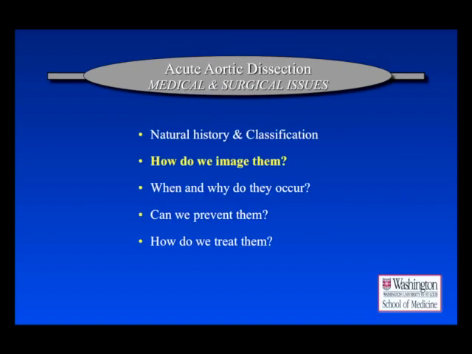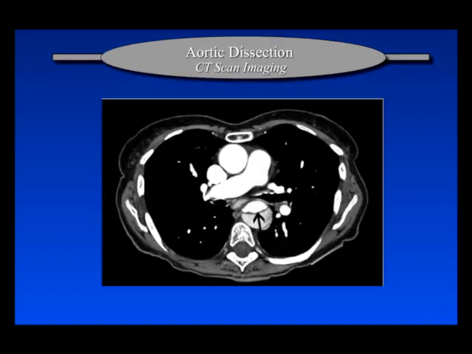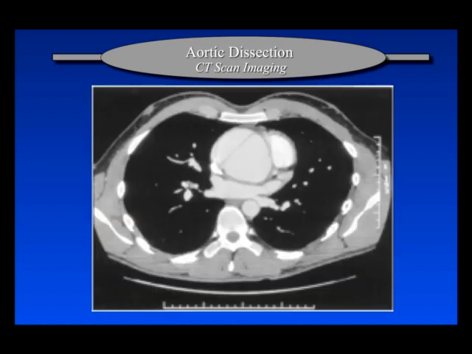How do we image aortic dissections? The classic way to identify an aortic dissection is with CT scan imaging. It can be done quickly, and almost all emergency rooms have the capability to do this within 15 to 20 minutes. Here is a classic CT scan that demonstrates a type B aortic dissection with a flap demonstrated by the arrow. The true lumen has greater flow. The false lumen has lesser flow and therefore appears somewhat hazy in this particular case.